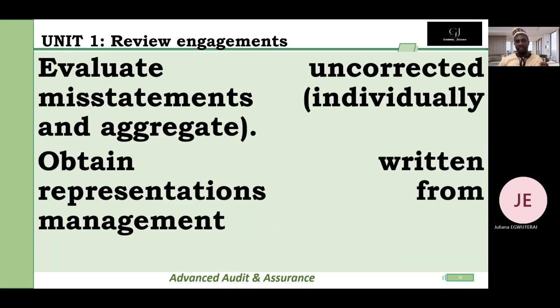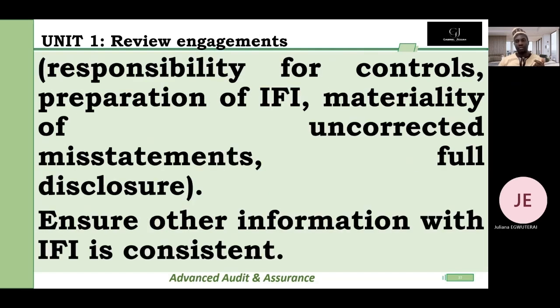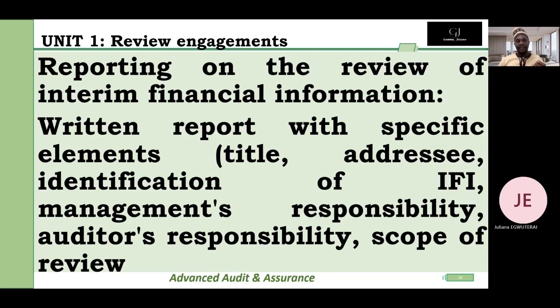We also need to evaluate, during review engagements, uncorrected misstatements individually and in aggregate, and obtain written representation from management to validate their own responsibility and position. Also, the interim financial information is prepared by management. That's to show this is their responsibility, and the materiality of uncorrected misstatements is fully disclosed in the report. This is very, very important. We also ensure that other information with the interim financial information is consistent. Reporting on the review of interim financial information is to ensure that the written report has specific elements: the addressee, identification of the interim financial information, and management's responsibility in place.